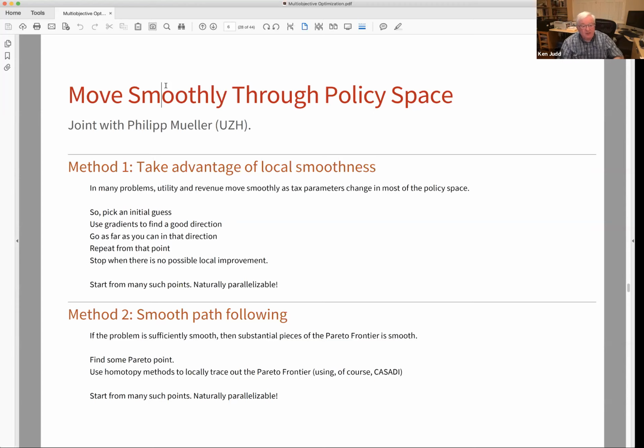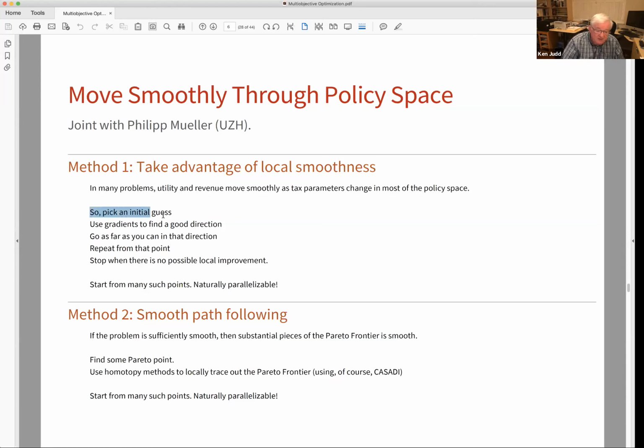Now with Philip, the idea is to take advantage of local smoothness, because slight changes in these tax rates will generically only slightly change the decisions of the agent. So what we want to do is take advantage of local smoothness.